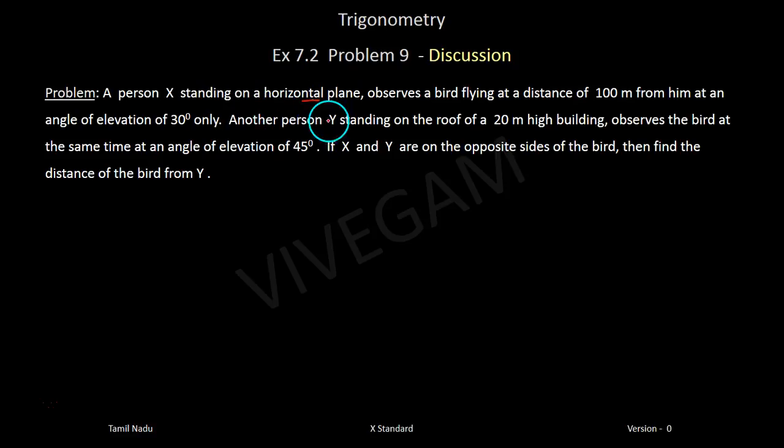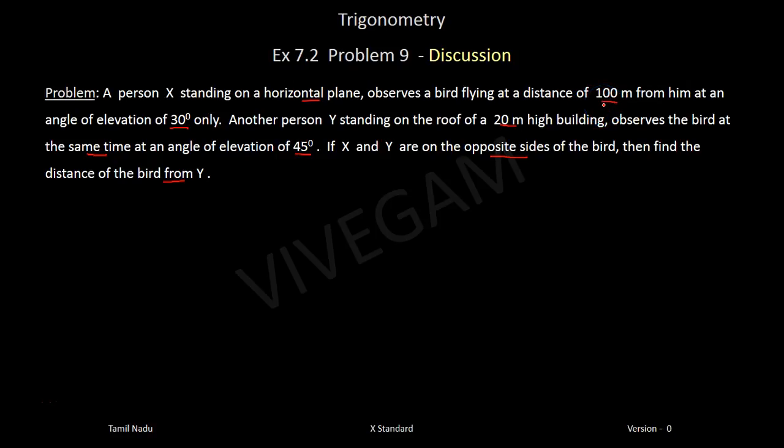So there is a bird and two persons are observing, on a horizontal plane, right? One person is at a distance of 100 meters from it, and he observes it at an angle of elevation of 30 degrees. He is looking up, so it is angle of elevation. Another person Y is standing on a building 20 meters high, so it's 20 meters above the ground level, and he observes at the same time, which means the same point, and the angle of elevation is 45 degrees. And X and Y are on the opposite sides. They are not on the same side. They are on the opposite sides of the bird, and we are asked to find the distance of the bird from Y, because the distance of the bird from X is already given, 100 meters.